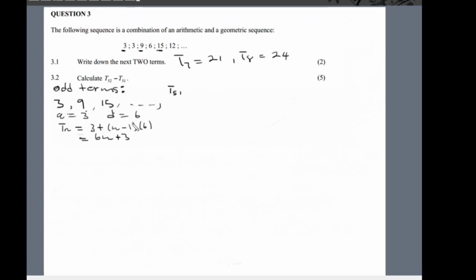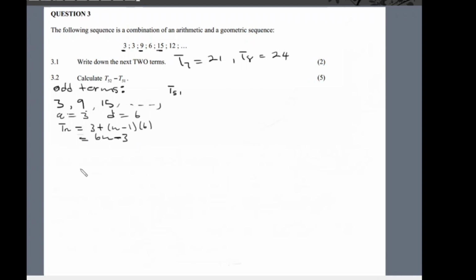right? So now, no, I made a mistake. Tn is equal to 6n minus 3, because it's 6n then minus 6 plus 3, that's 6n minus 3, right?